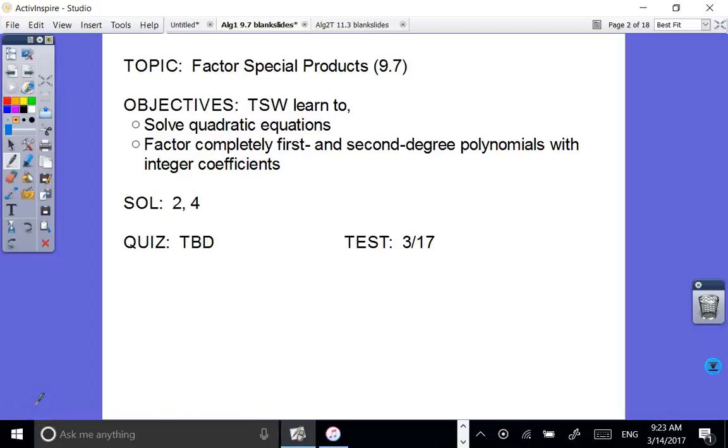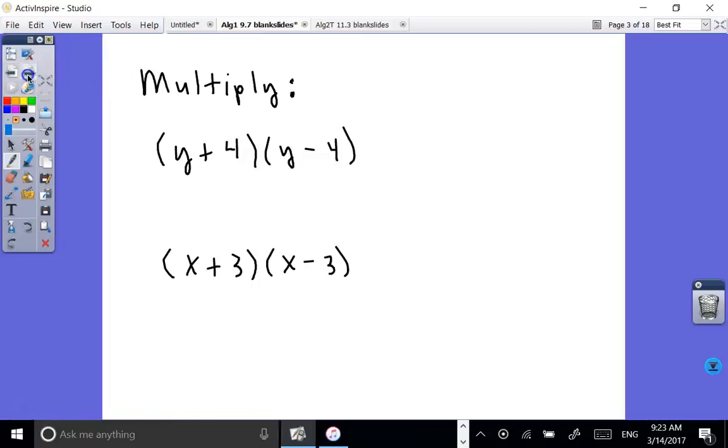Okay, so now this is the last section about factoring, which is probably your greatest day. So first, we multiplied special products like this earlier, right? What does it equal when you go y plus 4 times y minus 4? I mean, even if you don't remember the formula for doing this, FOIL it, right? What do you get if you FOIL y plus 4 times y minus 4?